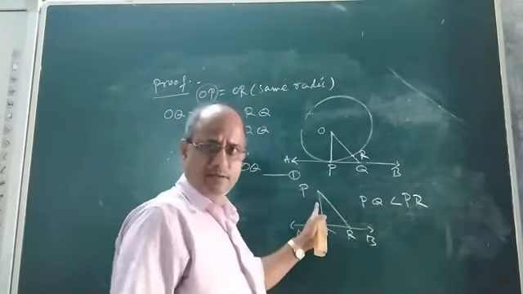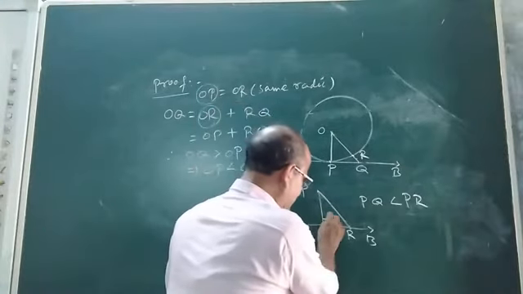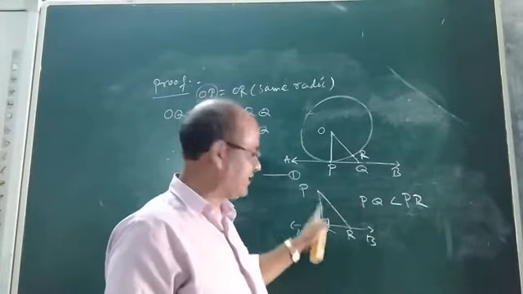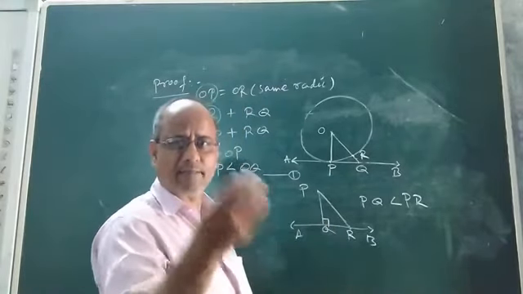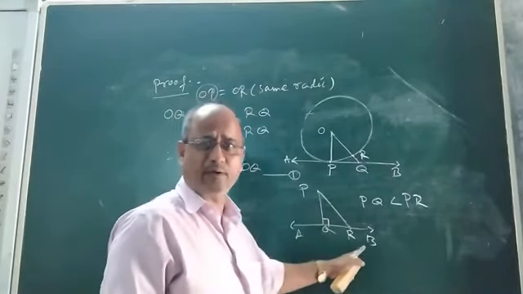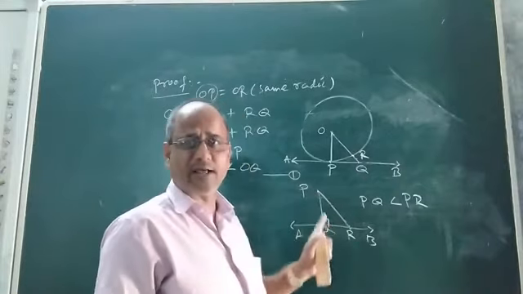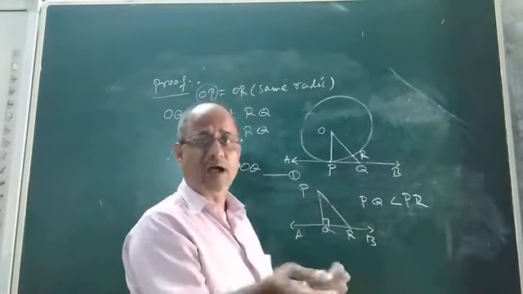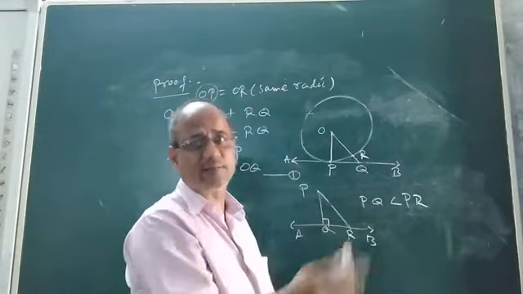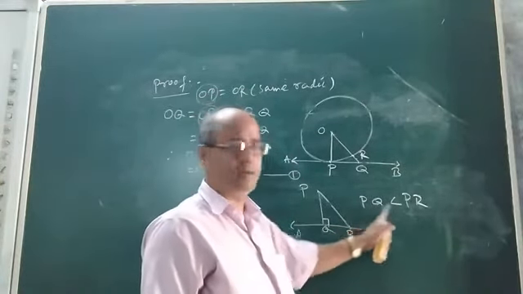If angle Q is 90 degrees, then PQ will be less than PR. That means of all the line segments we may draw from an external point to a given line, the line segment which is perpendicular is the shortest, and the converse, the shortest line segment is the perpendicular. That means PQ is less than PR.